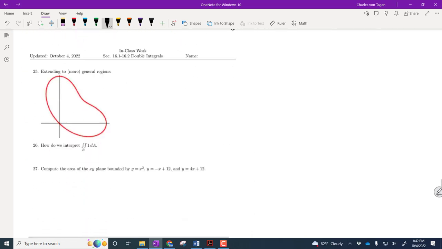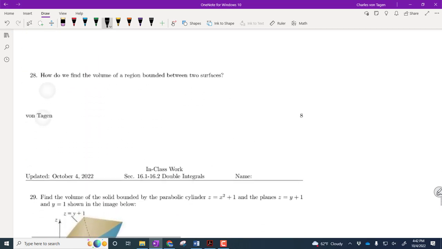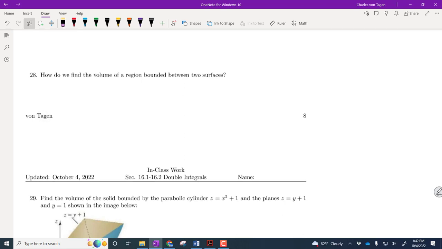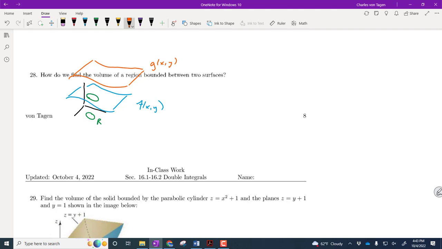All right. When we come back, I want to draw one quick picture right here for number 28. How do we find the volume of a region bounded between two surfaces? Let's say we have this region here, R, and then we've got this surface, f of x, y, and another surface, some g of x, y, and we want to compute this volume between these two surfaces.